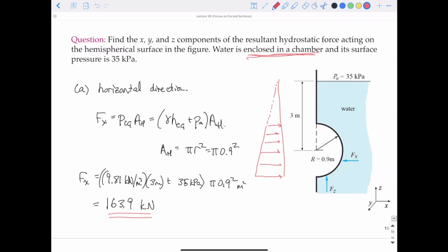So conceptually, if we think about the y direction, as the direction shown, the y direction would be through the plane of the page, or through the page. So what do you think the reaction force in the y direction would be for this hemispherical dome?